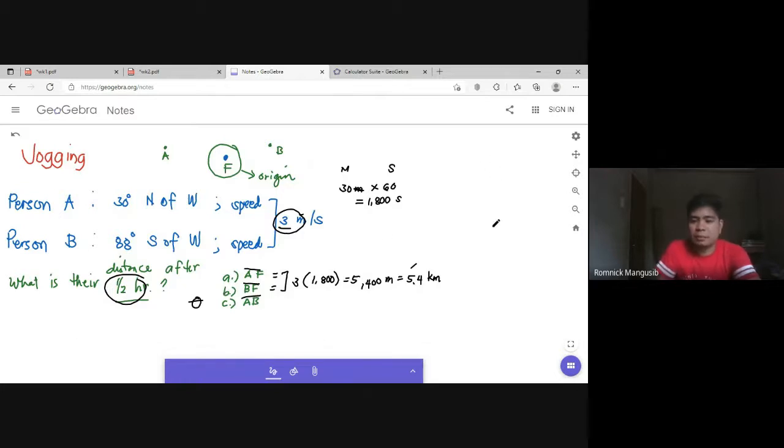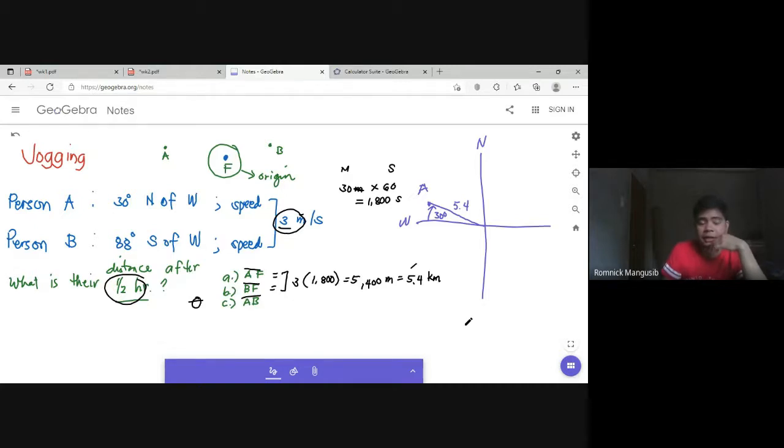In the illustration, here, kung tumatakbo si person A 30 degrees north of west. So if this is west, this is north. Nagmo-move daw siya pag ganyan ang movement niya. So ibig sabihin, let's say this is 30 degrees. So nandito si person A. At pwede na natin ilagay dito ang 5.4 as an indication ng kanyang distansya after half an hour.